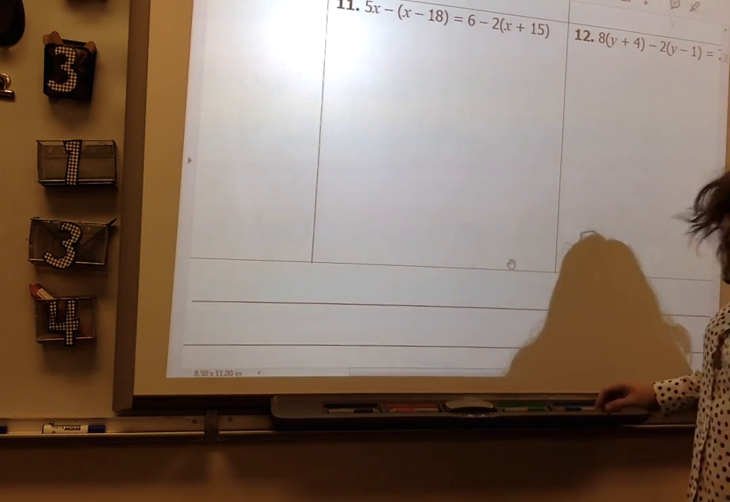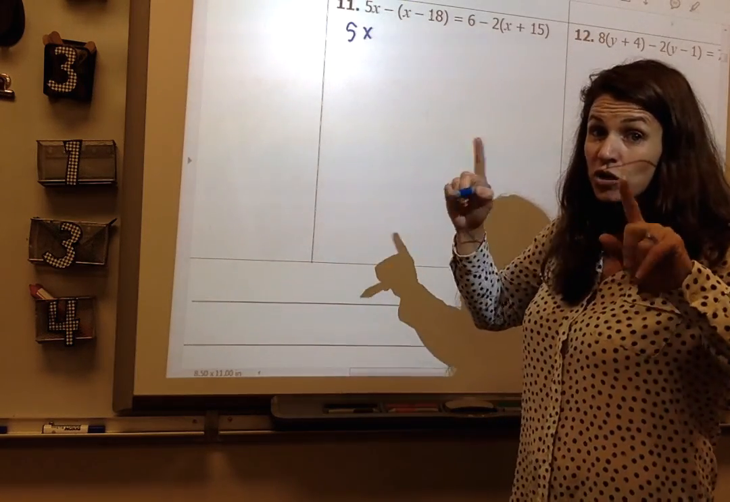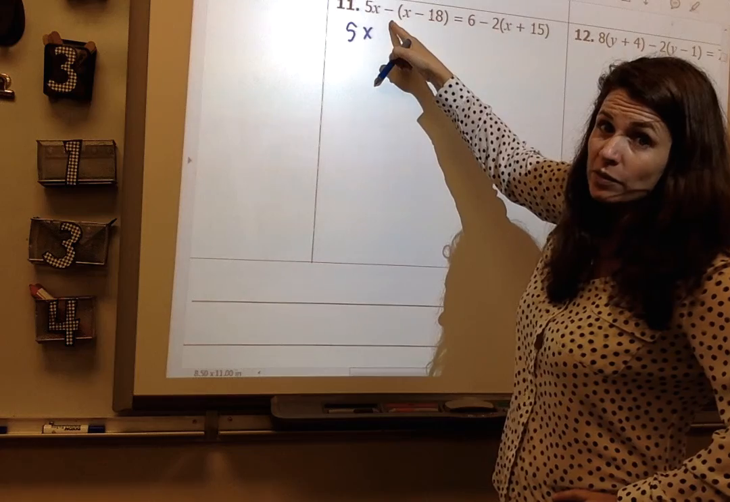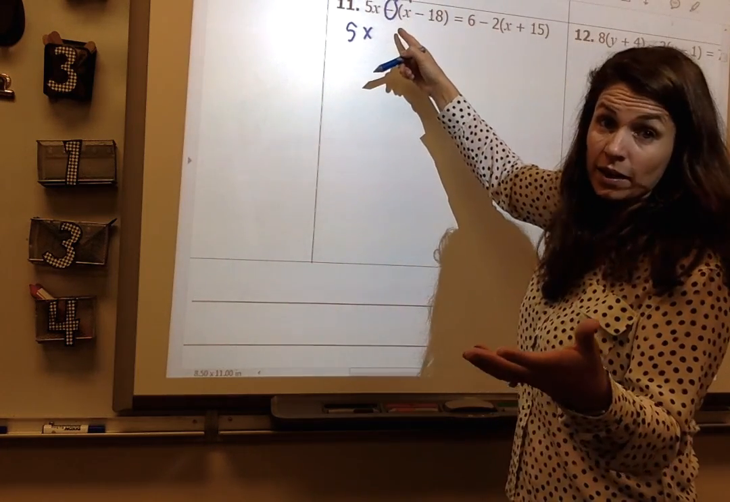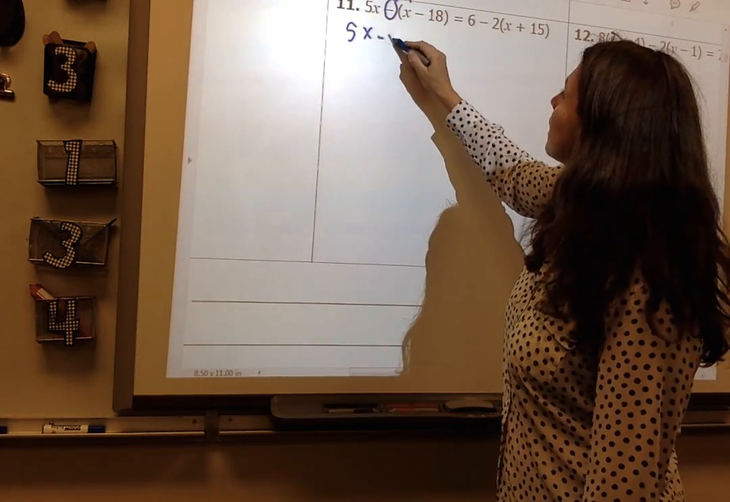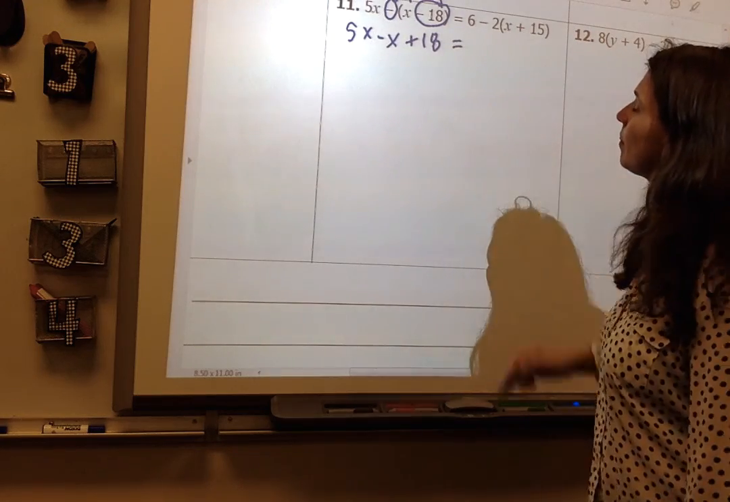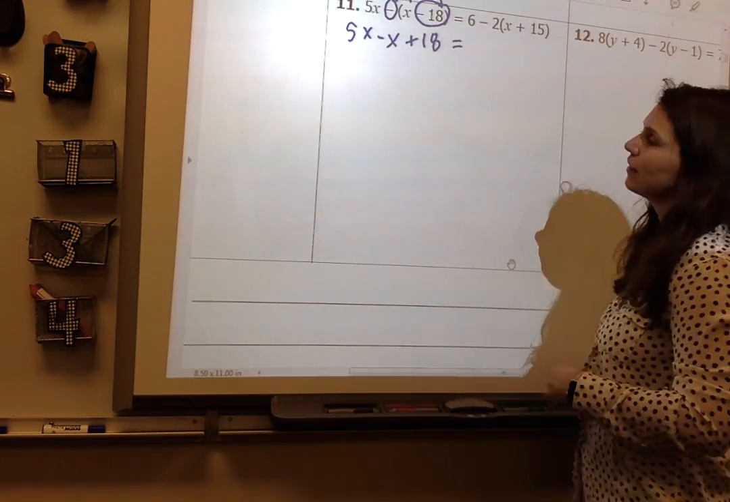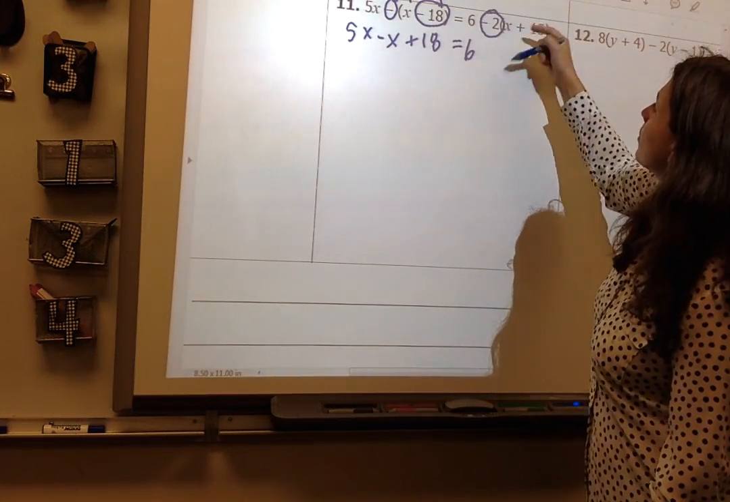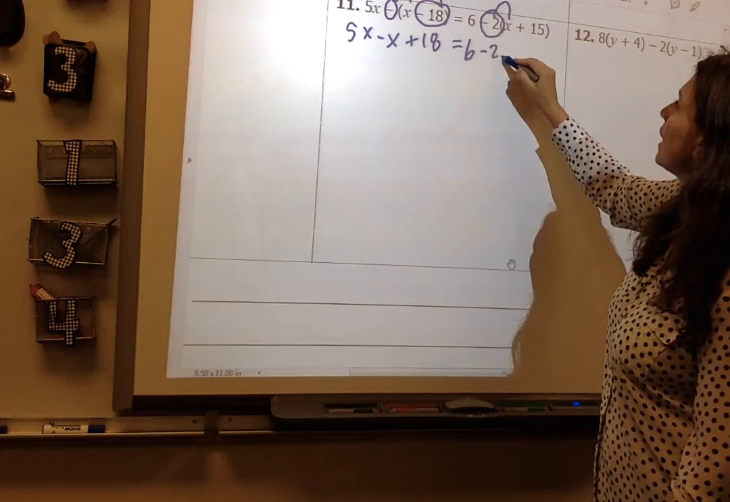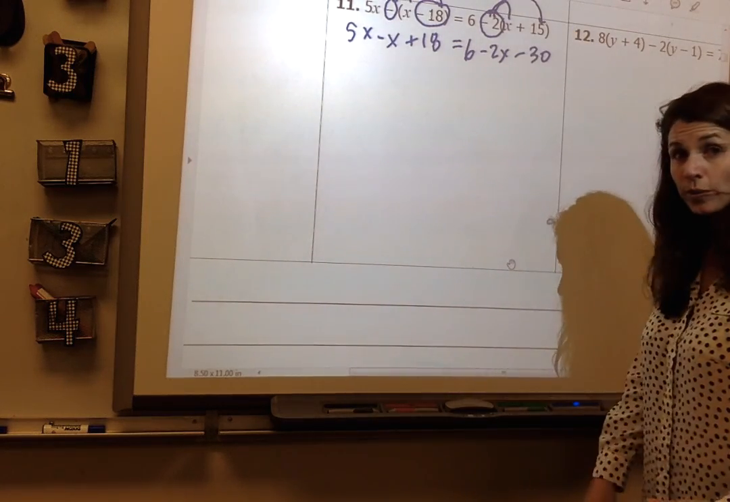All right, number 11. So distributive property, 5x stays here. The only thing I'm distributing is what is outside my parentheses, which is a negative. So here I'm going to distribute negative 1. So negative times x is a negative x, and a negative times a negative 18 is a positive 18. So it changes what's inside those parentheses. So here I have 6. I'm distributing this negative 2, so I get negative 2x, and a negative 2 times 15 is a negative 30.